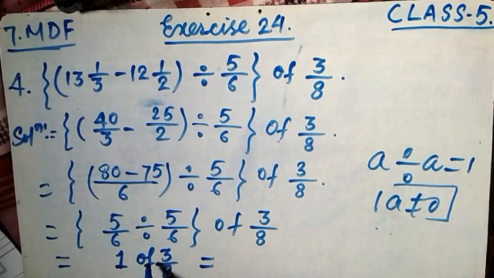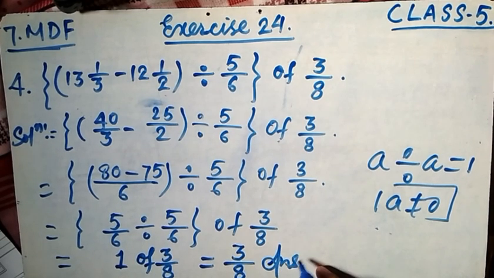What does of mean? 1 of 3 by 8 means we have to multiply 3 directly with 1. 3 1 is 3, and 8 as it is. So 3 by 8 is your final answer. I hope you will be very clear.